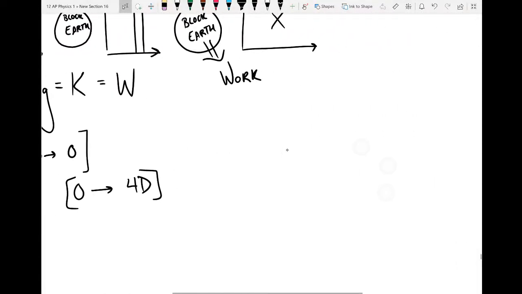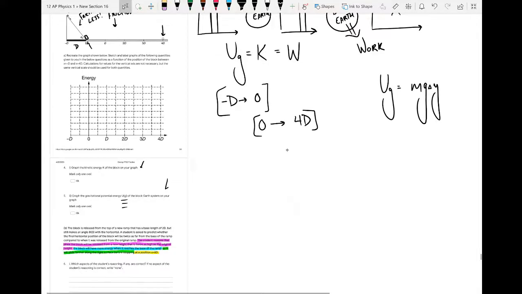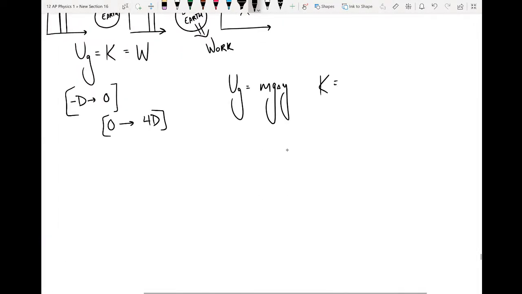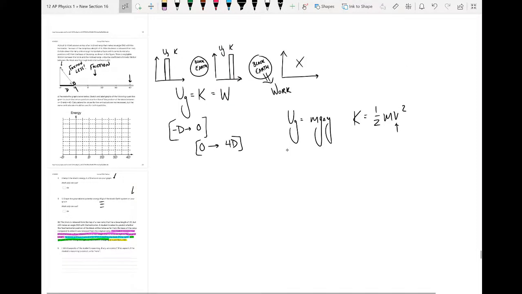We know that our equation for UG is just mg times the height, or the change in height, which is a lot easier to think about in terms of this dimension d, as opposed to the kinetic energy, which is 1/2 mv squared. It's hard to think about how this velocity changes with distance d. So let's go for it.